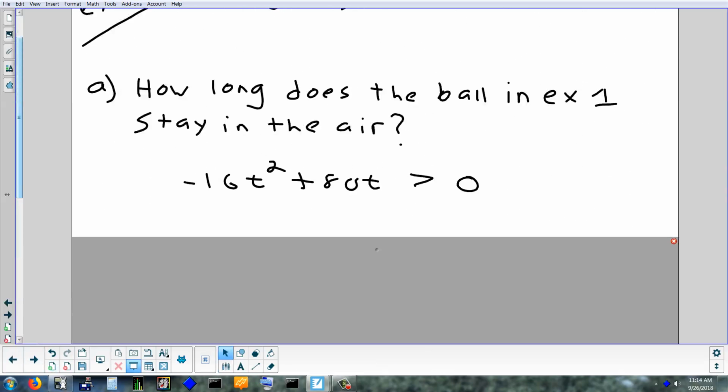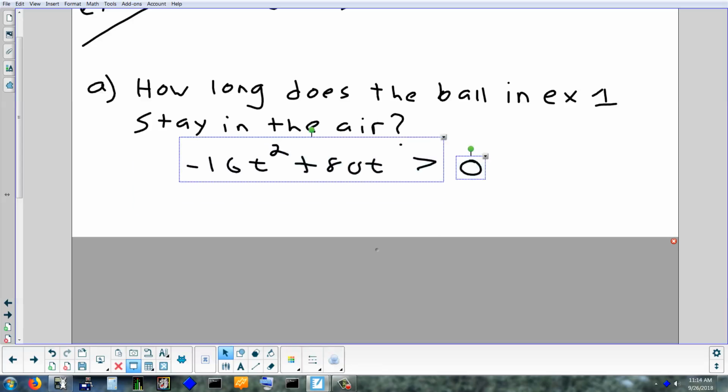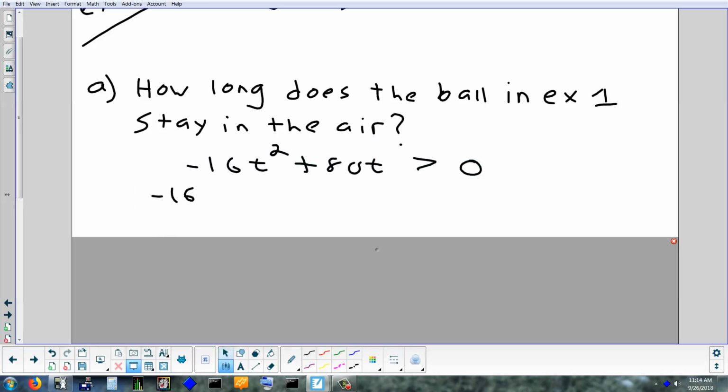Okay, so let's see if we can solve this. Does anyone see on the left-hand side something that both of those terms have in common that I could factor out? You can divide 80 by 16, so you can pull out a 16. Even more, 16t. And just because I like to have squared things positive, I'm going to factor out a negative 16t.